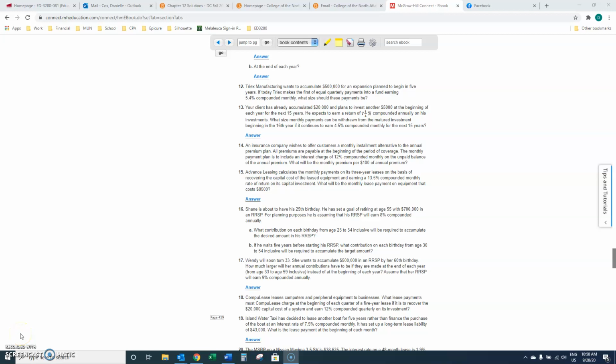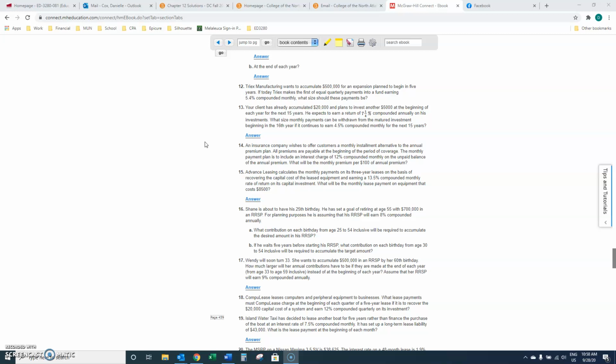Taking a look at exercise number 13 in 12.3. So we're still looking at annuities due. We looked at future value and present value, and now we're going to look at calculating the interest, the amount, the number of payments, and the amount of the payment.